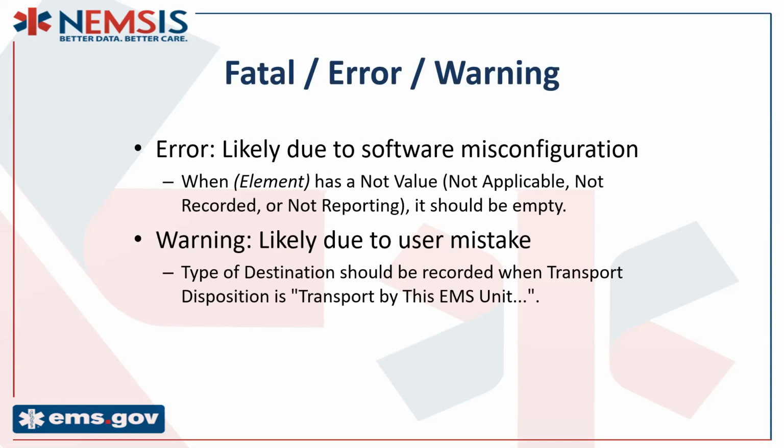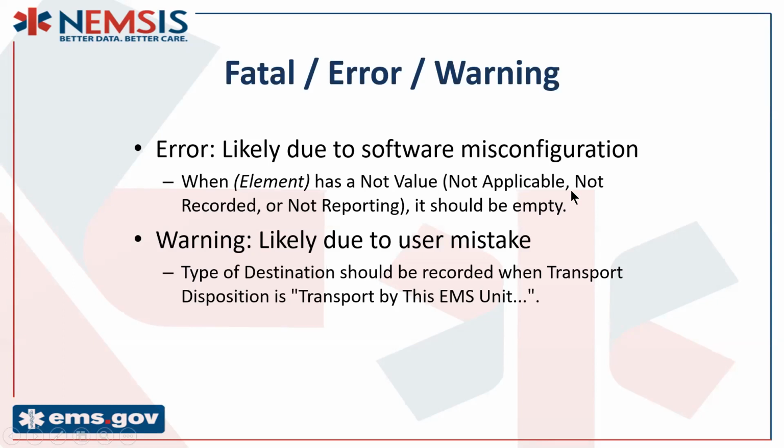As a reminder, if a fatal or error is triggered, then a receiving system must reject the record or even the entire data submission. If only warnings are issued, then the receiving system must accept the data. And we have turned down some errors to warnings from NEMSIS 3.4 to NEMSIS 3.5. The approach we've used now is that errors are only reserved for issues that are likely due to a software misconfiguration. This is an example here.